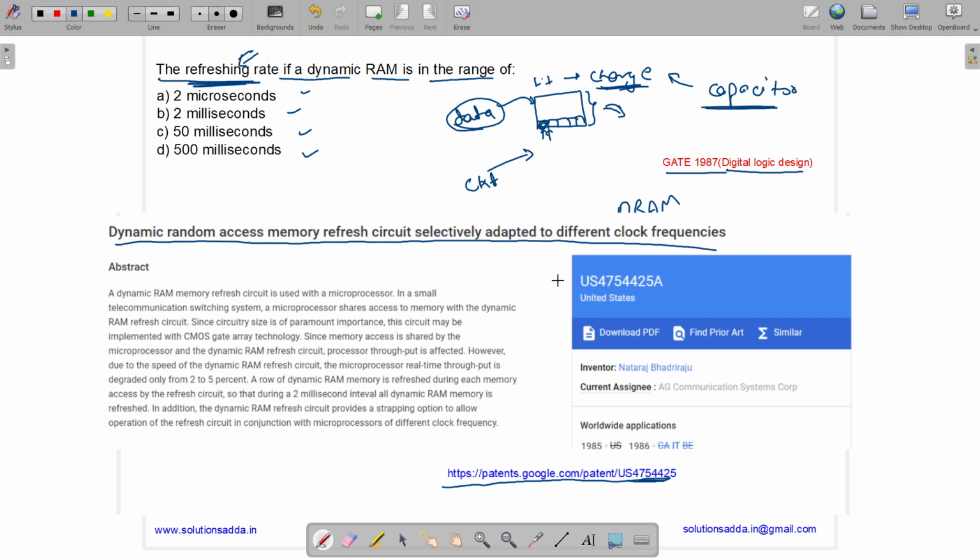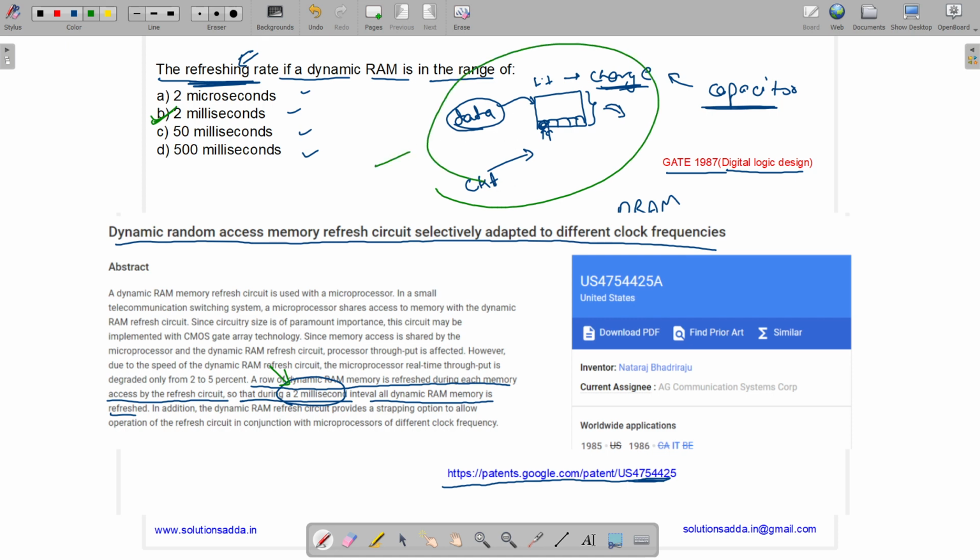Different Clock Frequencies. Here you can see in this line it's written, a row of dynamic RAM memory is refreshed during each memory access by the refresh circuit so that during a 2 millisecond interval all the dynamic RAM memory is refreshed. So here it's written 2 millisecond. So the option is 2 milliseconds, Option B is correct. So basically you need to pre-know this value, but the logic I have explained to you, the refreshing logic, is the same, and you need to pre-know this 2 millisecond value.